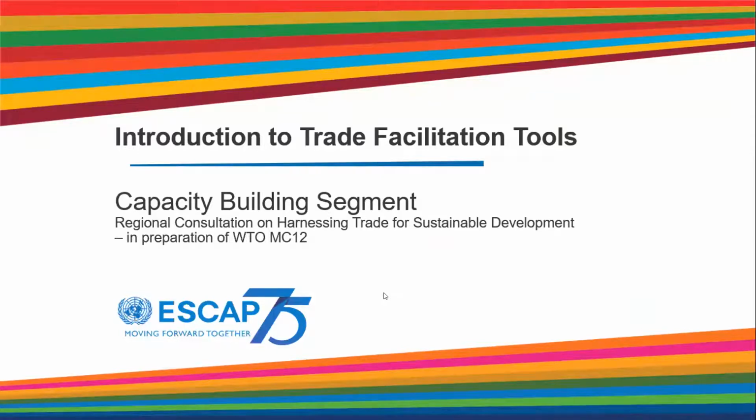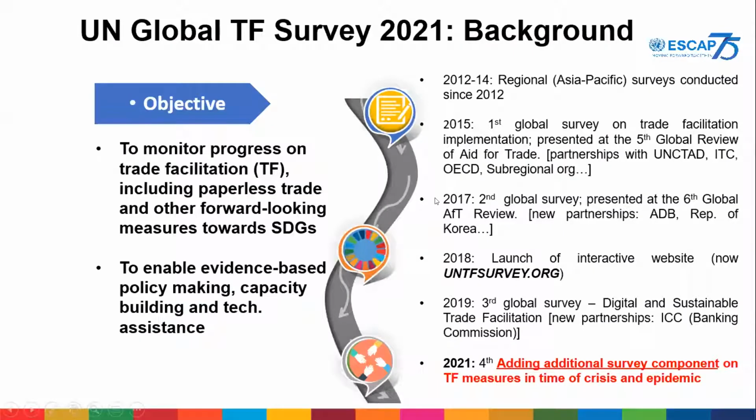So as you saw in the video, the survey is built upon the joint efforts of the 5 UN regional commissions, as well as partner institutions. The main objective is to monitor progress on trade facilitation, including paperless trade and other forward-looking measures towards the SDGs, the Sustainable Development Goals. It also supports evidence-based policymaking, capacity building, and technical assistance to countries.